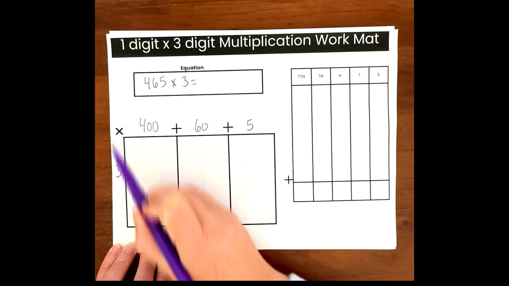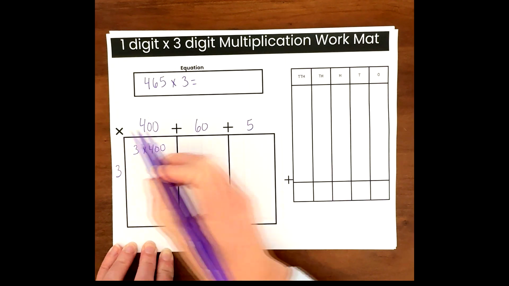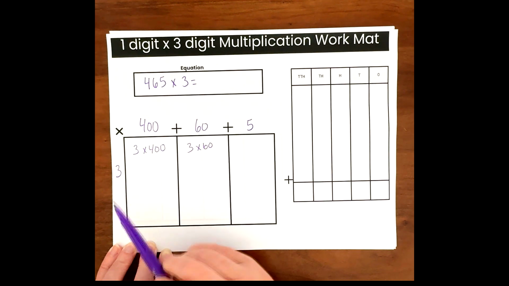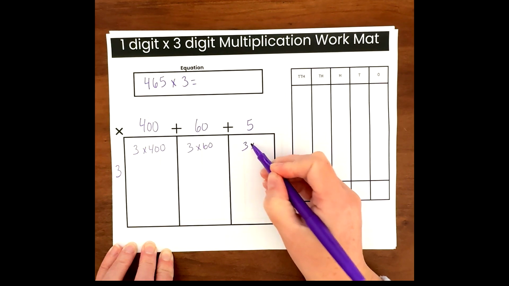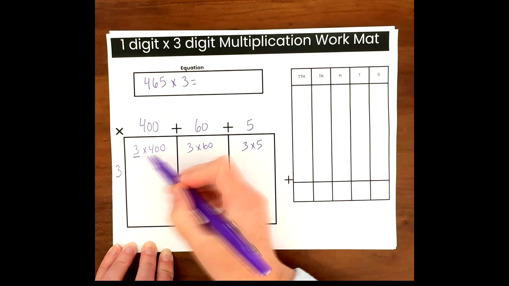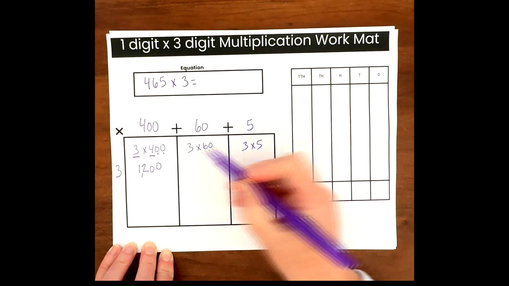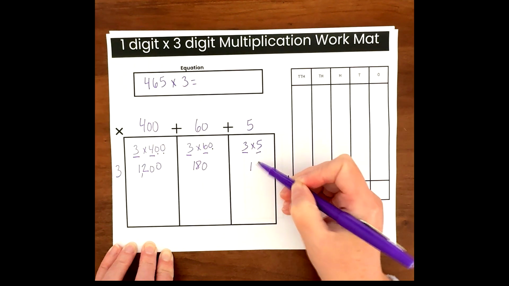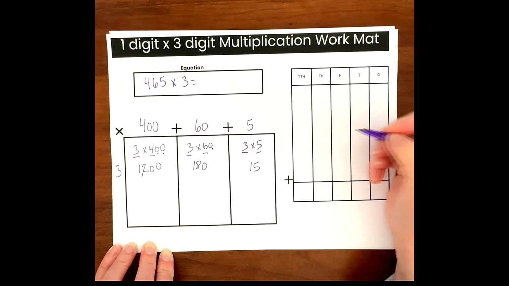I always start 3 times 400. 3 times 60. And this procedure and routine is important once we start multiplying by 2 digits, and you'll see that in a minute. 3 times 5. Now that I have my equations, I'm going to go back and multiply following the same structure. 3 times 4 is 12, 1, 2, 2 zeros. 3 times 6 is 18, 1 zero. 3 times 5 is 15.